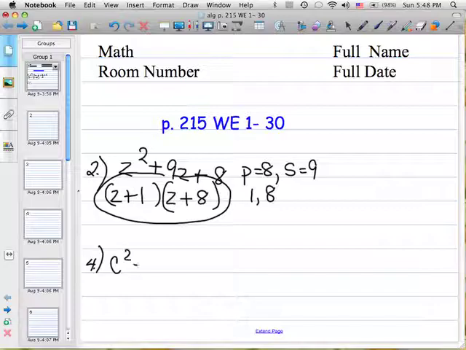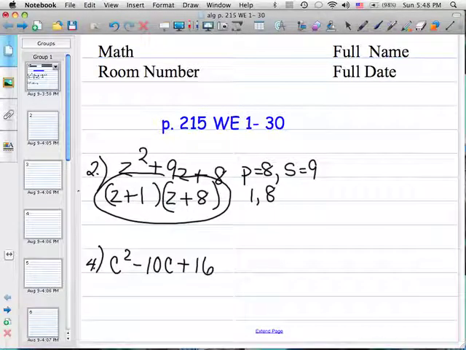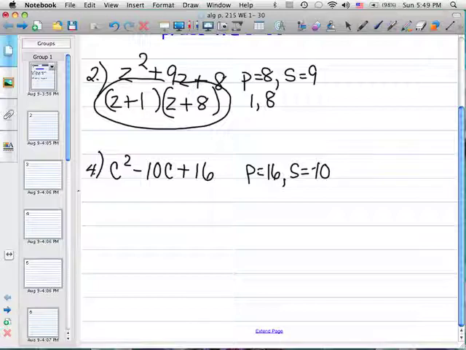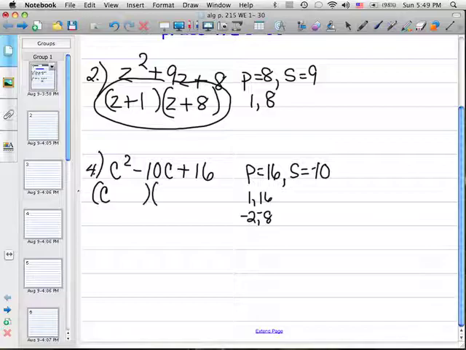Number 4, it's c squared minus 10c plus 16. Make sure your trinomial is in decreasing order or increasing order, but they do have to be in order. So our product needs to be 16, the last term here, and our sum needs to be negative 10. And the factors of 16 are 1 and 16, that doesn't work, 2 and 8. 2 and 8 work, but they both have to be negative. So we have the square root of c squared is c, and we need c minus 2 and c minus 8.